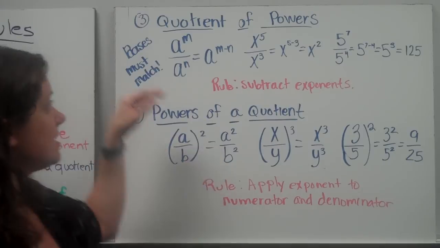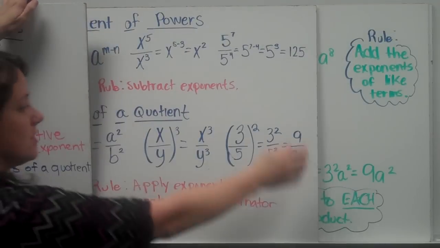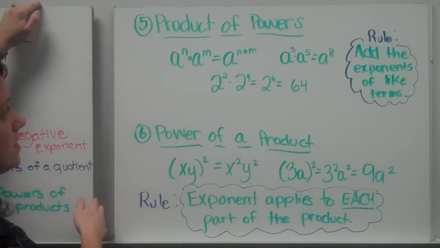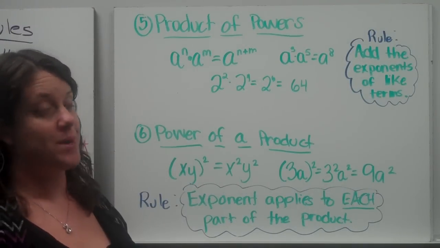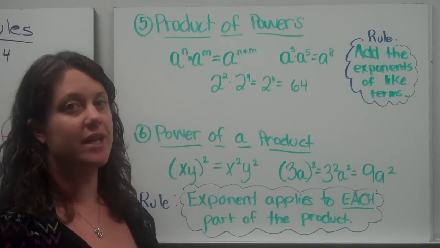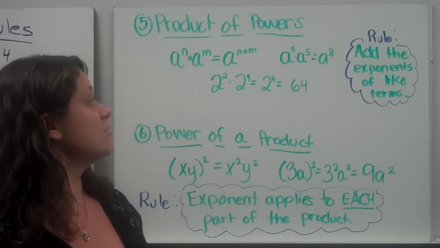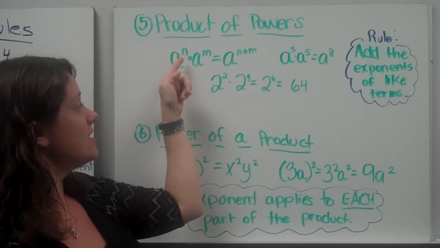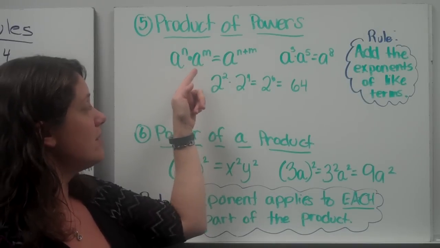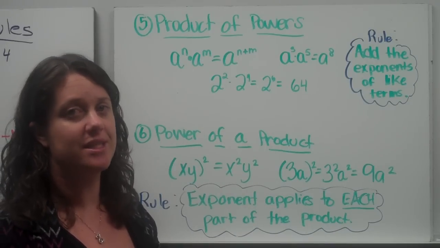Okay, so our next rules, 5 and 6, apply to multiplication. So rule number 5, the product of powers. Our rule is that we can add the exponents of like terms. So if the bases match, we can add their exponents. So for example, a to the n times a to the m, we can actually go ahead and add those exponents. So it would be a to the n plus m.